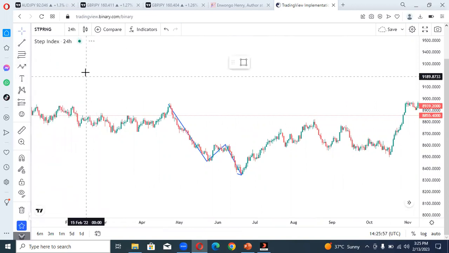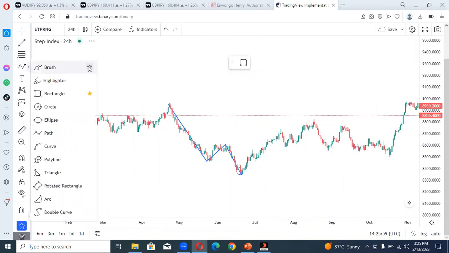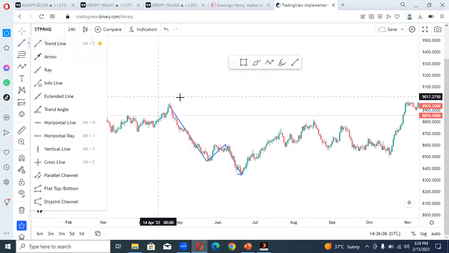Okay, let me actually put these tools away once and for all so that it will be easy for me to pick them whenever I need them. All right. Okay.